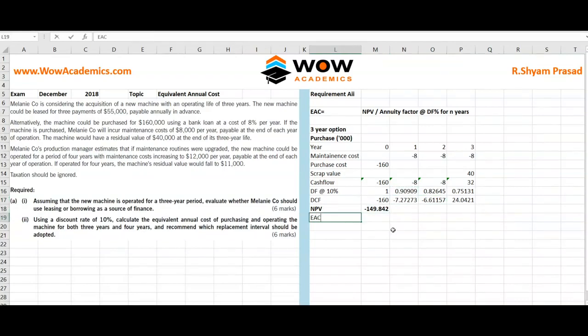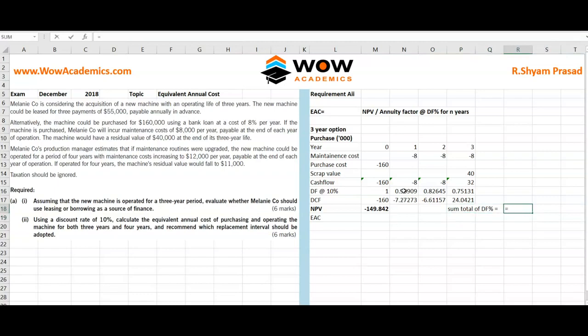We have one more step, that is the equivalent annual cost. The formula is the NPV we have here, divided by the sum total of all the discount factors. So first, we'll get the sum total of all the discount factors. We'll have it here, the sum total of the discount factor percentage. So we have to get that number, so we'll work out that number.